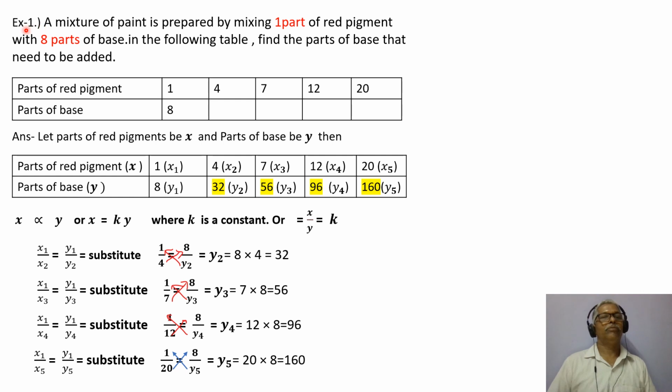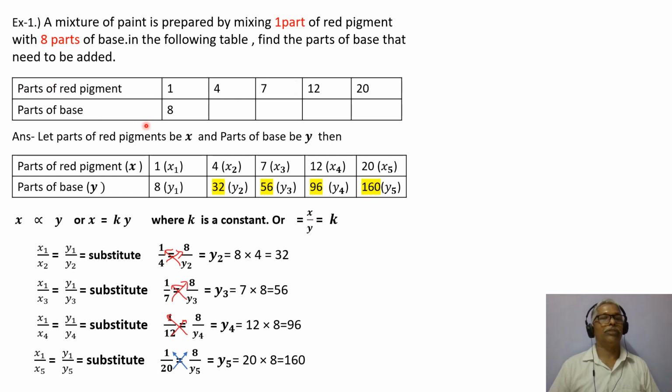Exercise 1, read it. A mixture of paint is prepared by mixing 1 part of a red pigment with 8 parts of base. Okay, generally a paint is never applied directly, it has to be mixed with a base. Here the proportion given is 1 part of red pigment with 8 parts of base. In the following table, find parts of the base that need to be added.